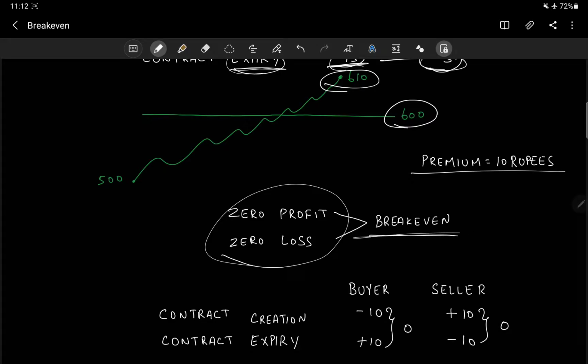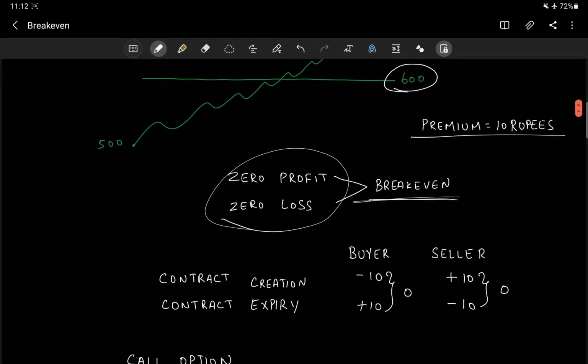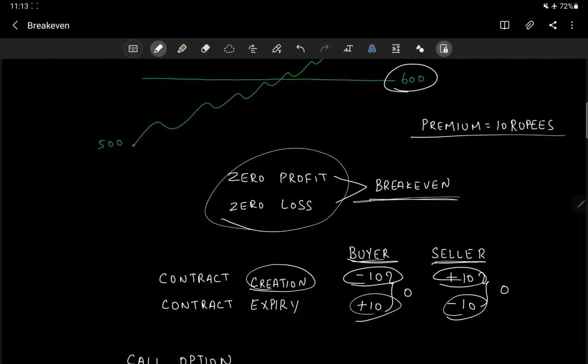If price expires at 610 and the strike price is 600, the call option seller would pay the call option buyer 10 rupees. This would be a debit of 10 rupees for the call option seller and a credit of 10 rupees for the call option buyer. But during the contract creation, the seller had a credit transaction of 10 rupees and the buyer had a debit transaction of 10 rupees. Both offset each other and neither of them make any money if the price exactly expired at 610.